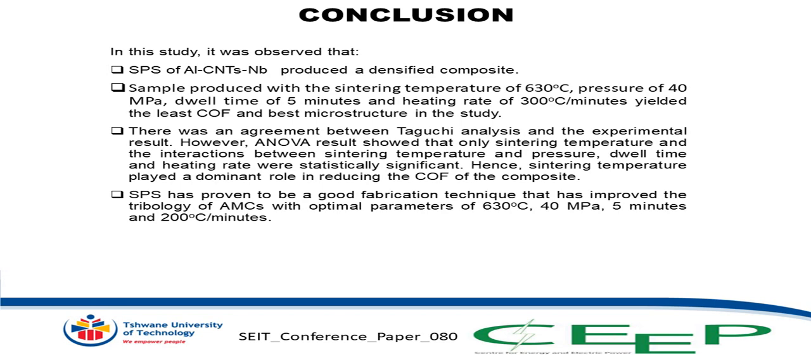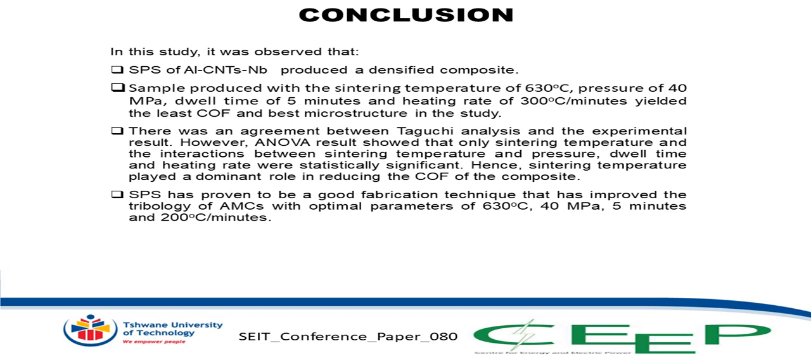However, ANOVA result showed that only sintering temperature and interaction between the sintering temperature and pressure, dwell time, and heating rate were statistically significant. Hence, sintering temperature played a dominant role in reducing the coefficient of friction of the sintered composite.